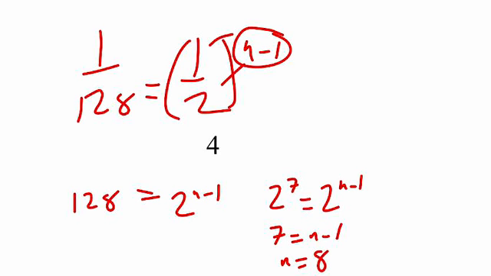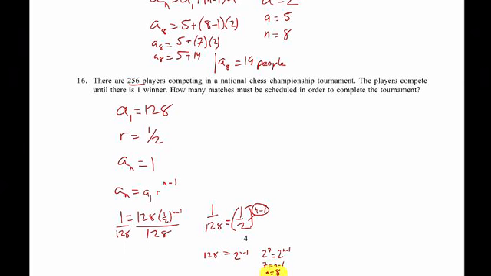Great, but that wasn't what the question was asking. It was asking us how many total games are played. So I'm going to highlight this because we're going to use this in a second. So n equals 8, that's our number of rounds. And it's asking us for the total number of games played in those 8 rounds. So we need to do a series for this, adding up the total number in our first 8 rounds. So we'll have S sub n equals A sub 1 times 1 minus r to the n, over 1 minus r.